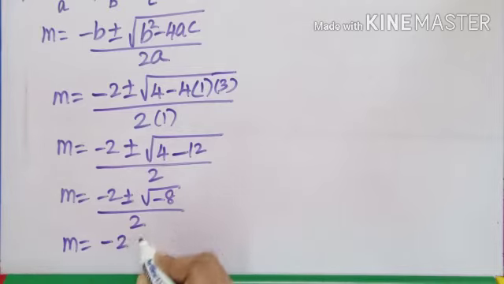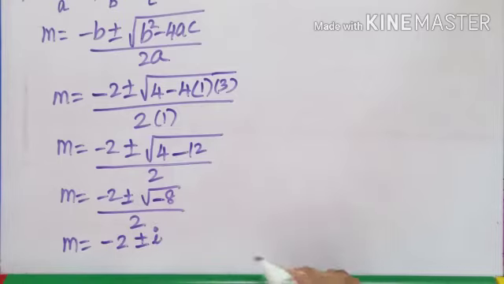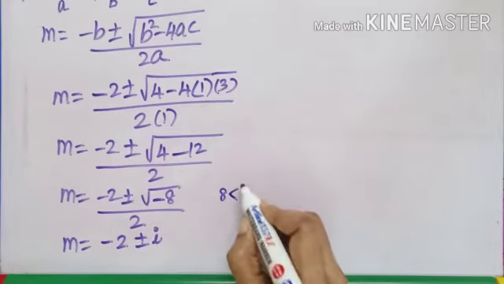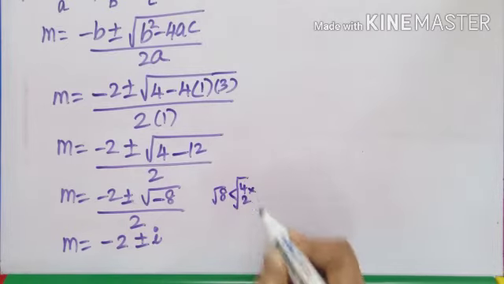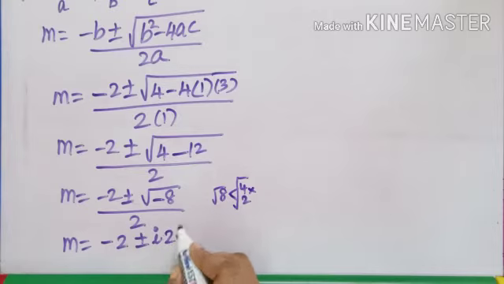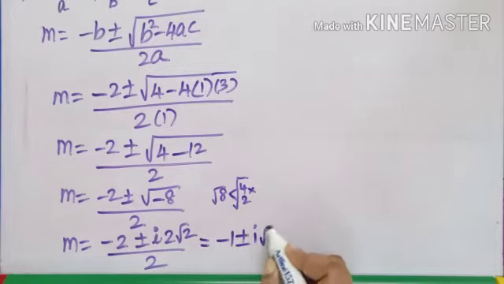Whenever negative symbol is inside root, I call it as i. Root 8 can be written as 4 into 2. So root 8 means it is root of 4 into 2. That is 2 root 2 divided by 2. All the 2's will get cancelled. So my answer is minus 1 plus or minus i root 2. I divide by 2 every term. So my answer is minus 1 plus or minus i root 2.